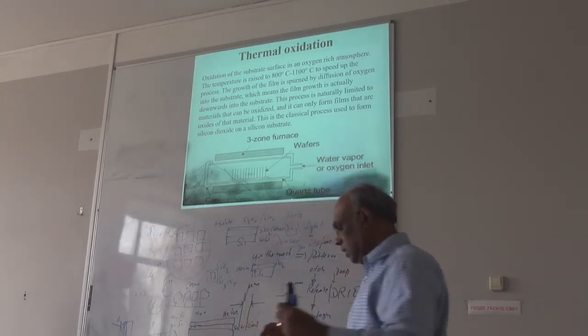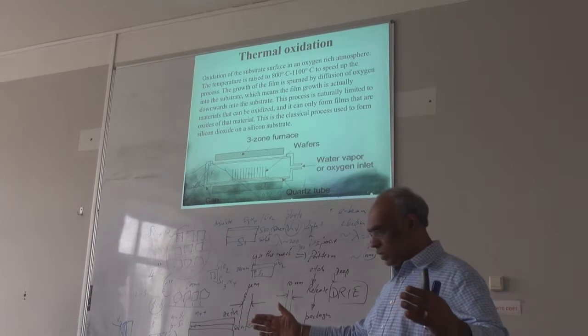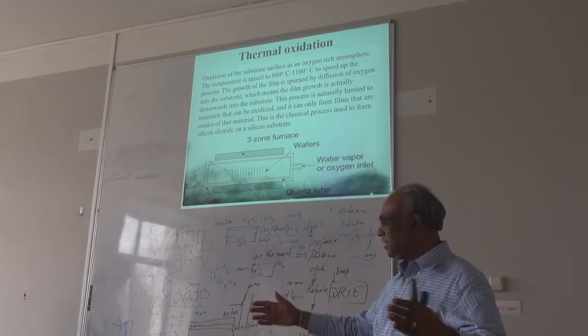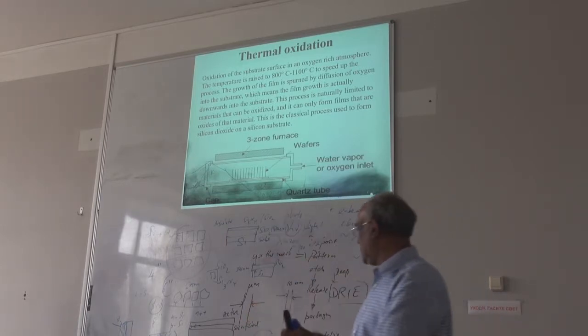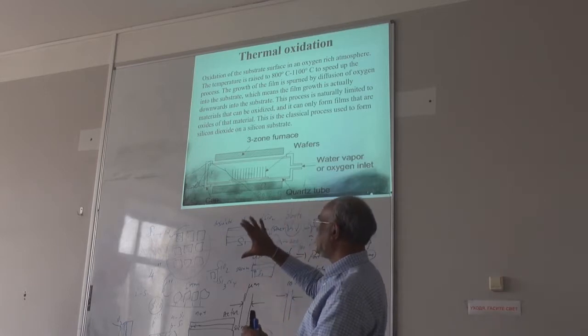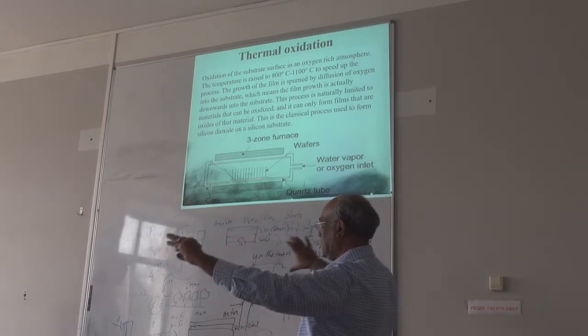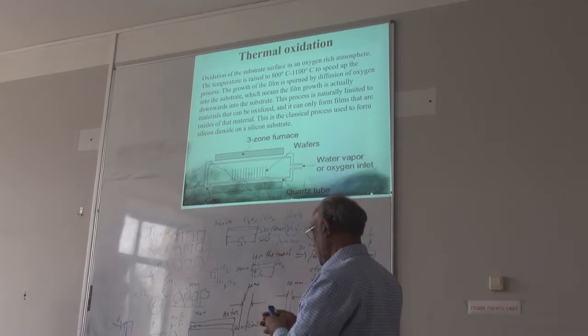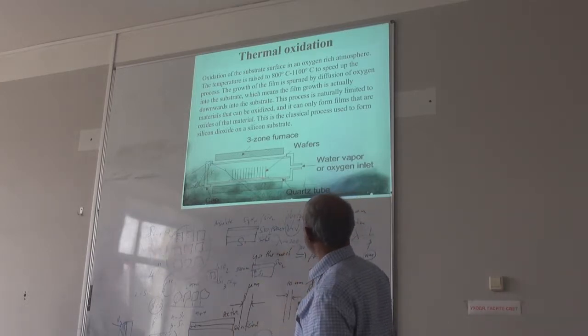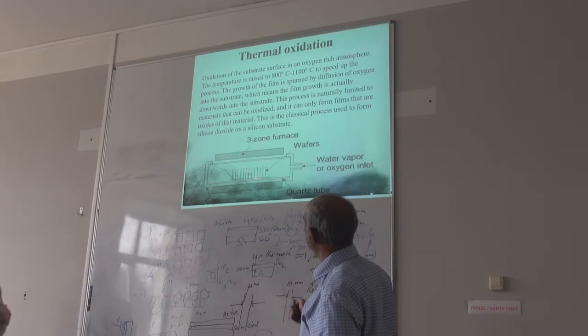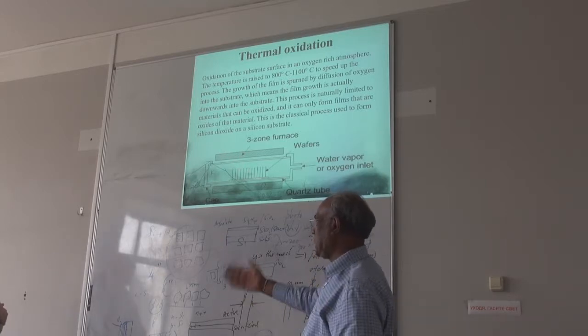Typically your furnace is about this big. It's in a tube, about a 6-inch quartz tube, or sometimes a mullite tube. So this is the tube. Inside the tube we usually put about 10 wafers at a time.